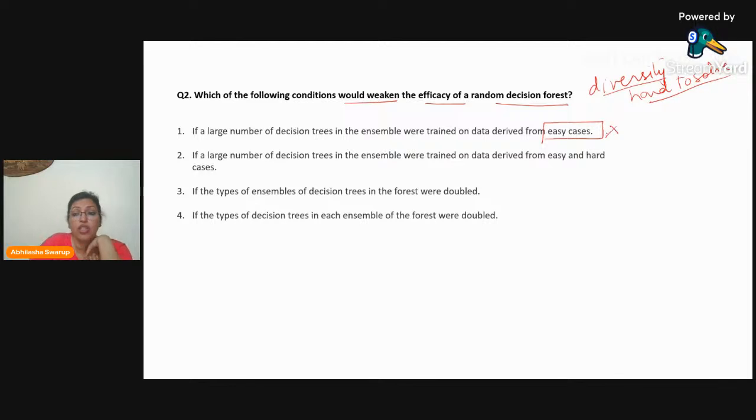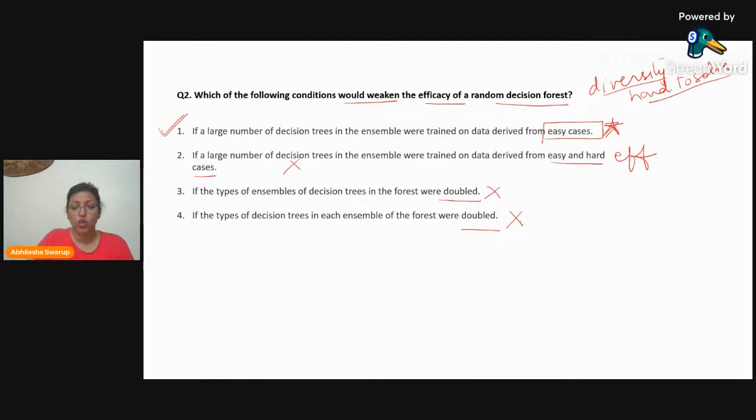So I'll put a star on this. Not a wrong, but a star. If a large number of decision trees in the ensemble were trained on data derived from easy and hard cases. Well, if it has hard cases, then it would be an efficient decision forest. So I'll eliminate two. If the types of ensembles were doubled, so you had more data, it would be a stronger decision tree, so would not weaken. If types of decision trees were doubled, again we would have more data, so would not weaken. So the only one which says weaken will be option number 1 here, and that is your correct answer.